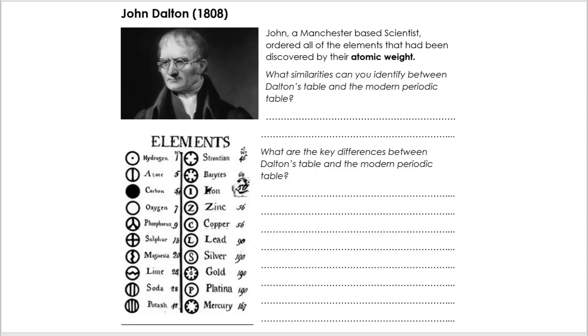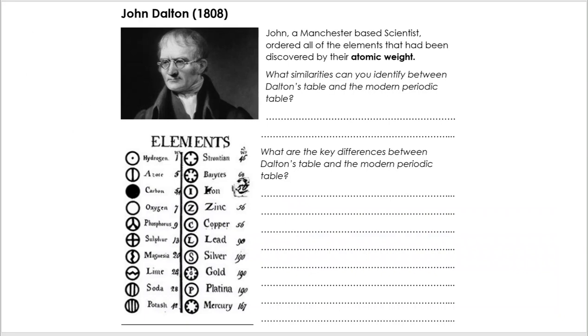Going to start by looking at John Dalton. He was a Manchester-based scientist, and he put the elements in order of their atomic weight. So you've got a copy of his table here. What similarities can you find between this table and the modern periodic table? And what key differences can you find?